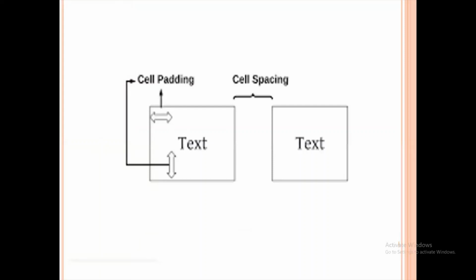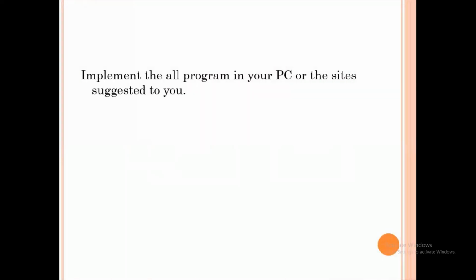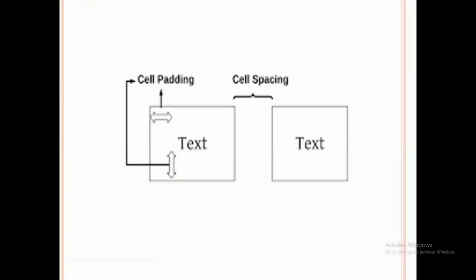Okay, this is another example of cell padding and cell spacing. This is cell number 1, and the distance between the cell boundary and the text is called cell padding, and these are two adjacent cells, and the space between these two is called cell spacing. We can set the values of cell padding and cell spacing. Implement this on your PC.